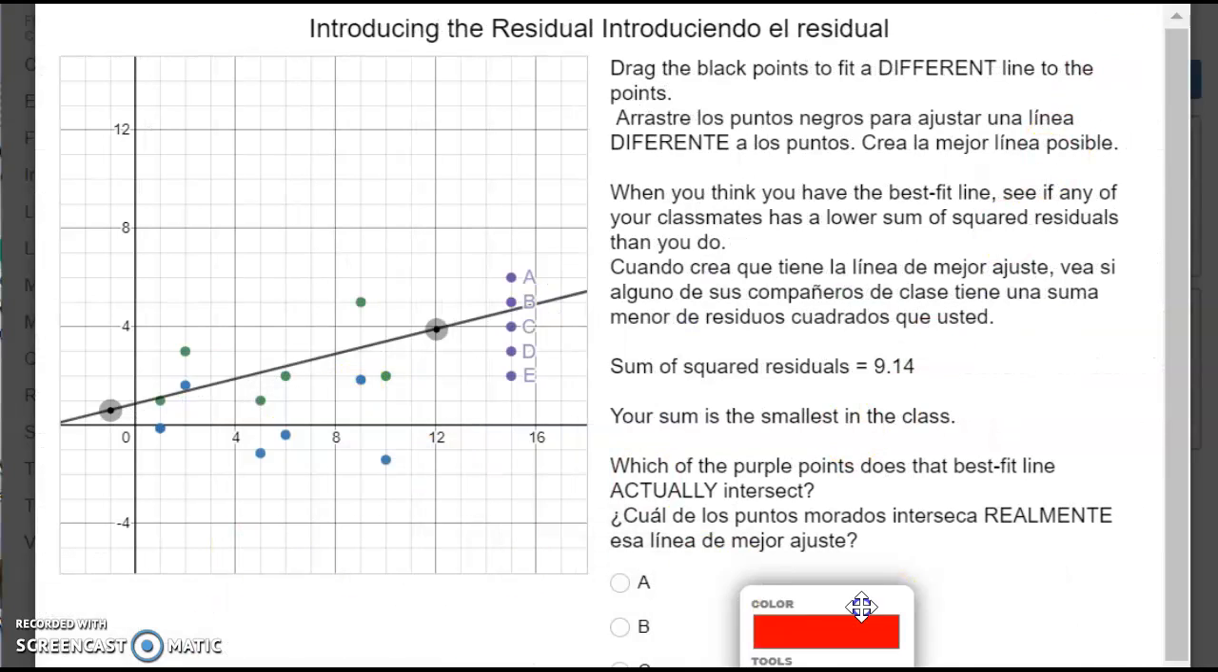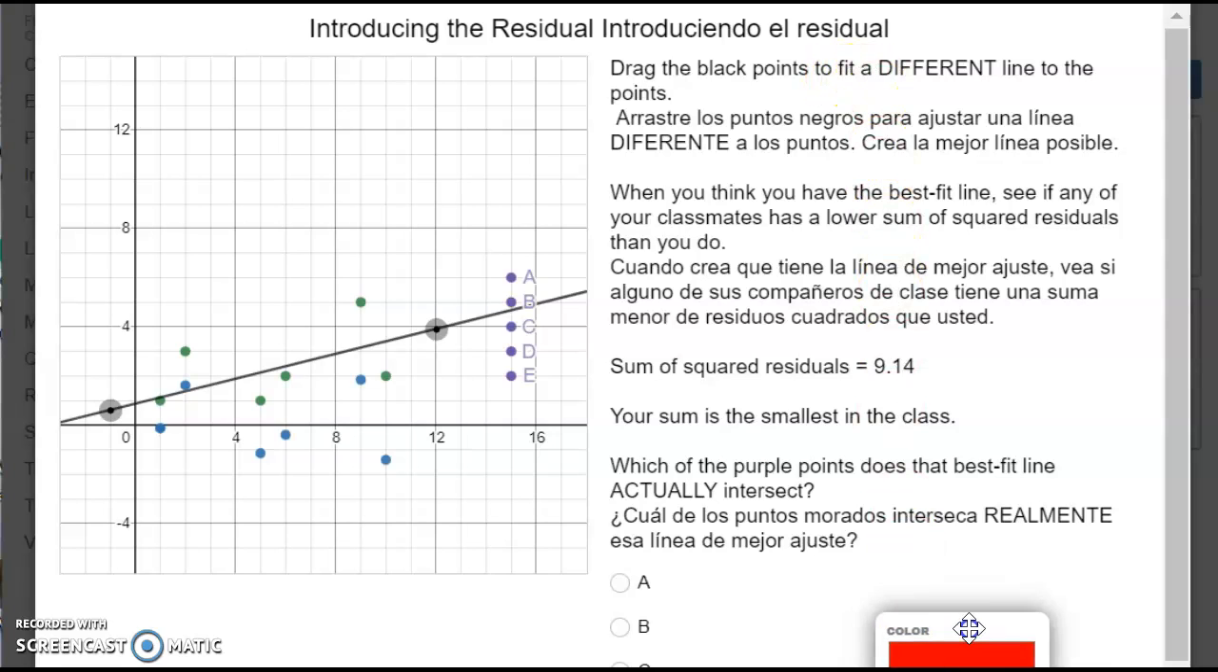Now here we go. Drag the black points to fit a different line to the points. When you think you have the best fit line, see if your classmate has a lower sum of squared residuals. What I had before was 9.14, which is pretty good. It says see if any of your classmates have anything better. Your sum is the smallest in the class. Well, that's because nobody else has joined yet.